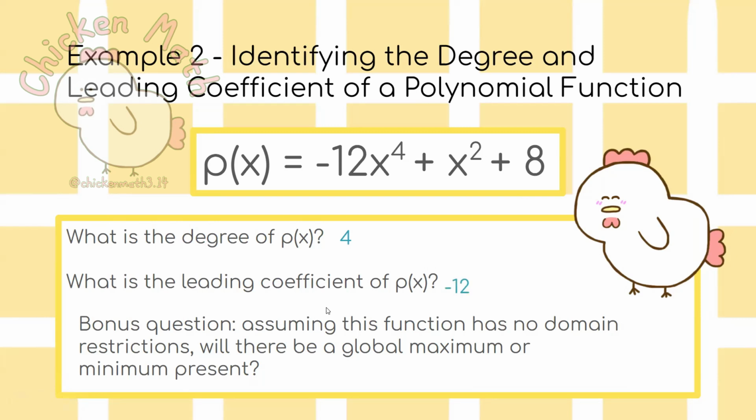Now we have a bonus question. So if the function has no domain restrictions, will there be a global maximum or minimum present? And the answer is yes, because the degree is even.